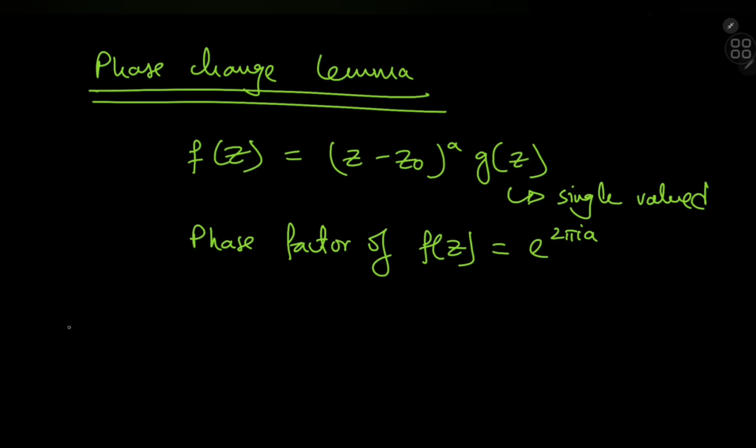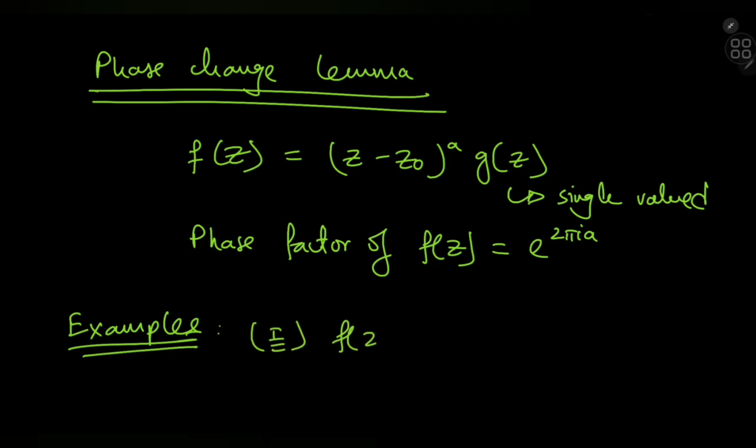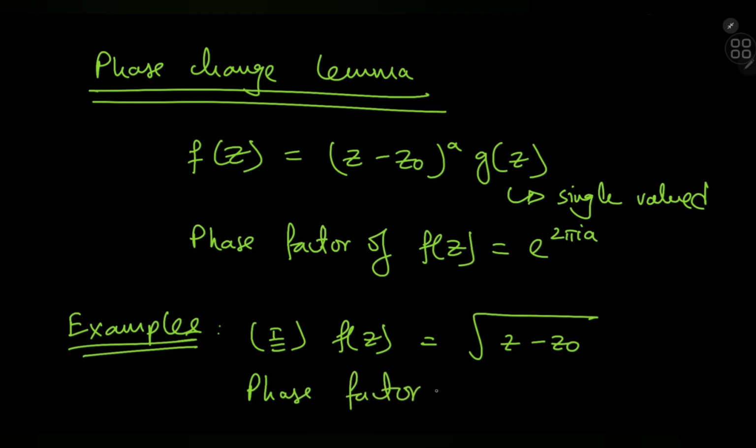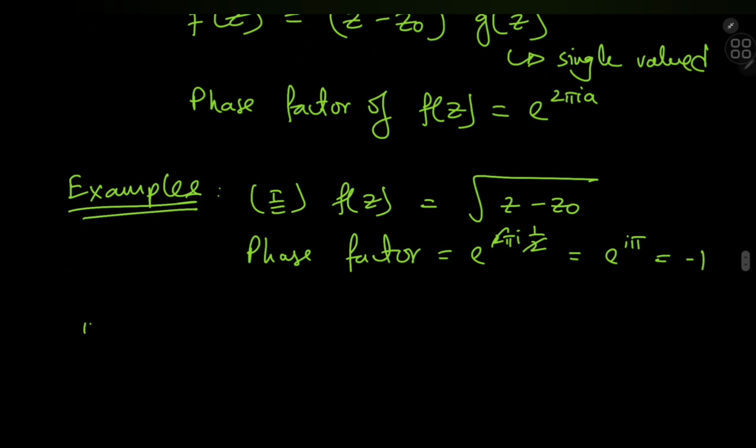Now let's look at a few examples. So I'm going to take a few examples from Gamelin's text over here. The first one is f of z defined as the square root of z minus z naught. Here the phase factor equals e to the 2 pi i times a, which in this case is 1/2, and we have e to the i pi, which is -1. So as you complete one rotation in the z-plane, you see an inversion of the sign in the image plane. Okay, cool.